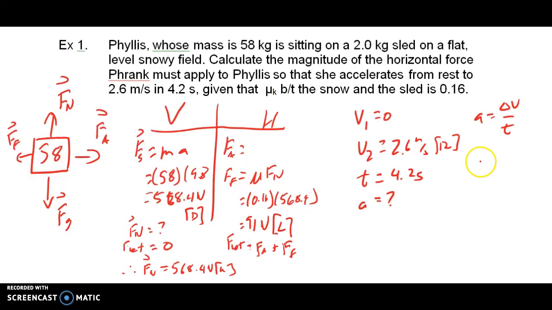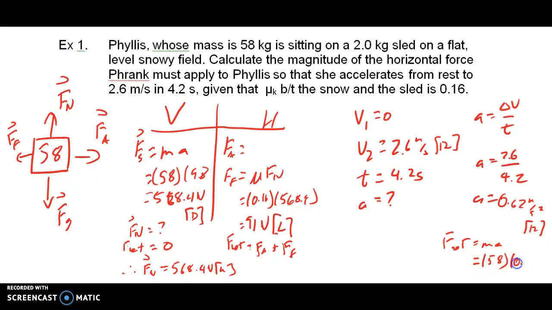So if we plug that in, we see that the acceleration is equal to 0.62 meters per second squared to the right. Now if we know the acceleration, then if we plug it into F net equals ma, we can therefore figure out that since she's 58 kilograms and 0.62, that her force has to be 35.9 to the right.